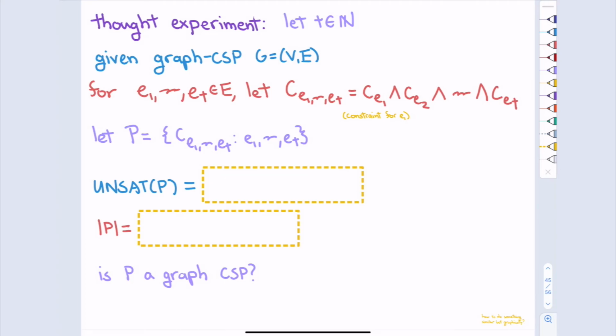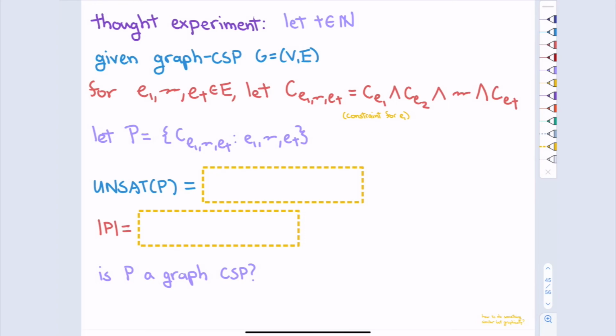What does the unsat of this bigger one become relative to unsat G, as a function of unsat G? I'm generating, for every possible choice of T clauses, a mega clause of those T clauses. It multiplies by a factor of T.